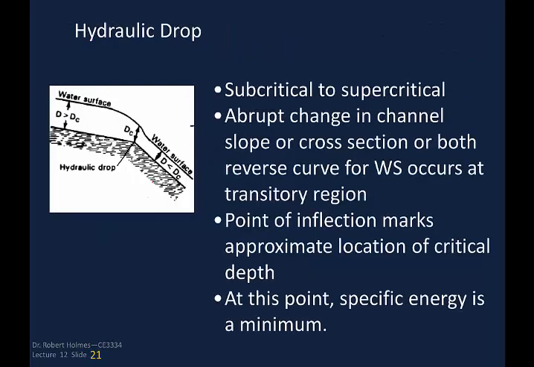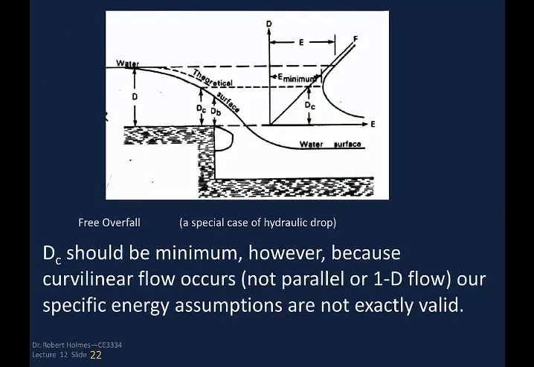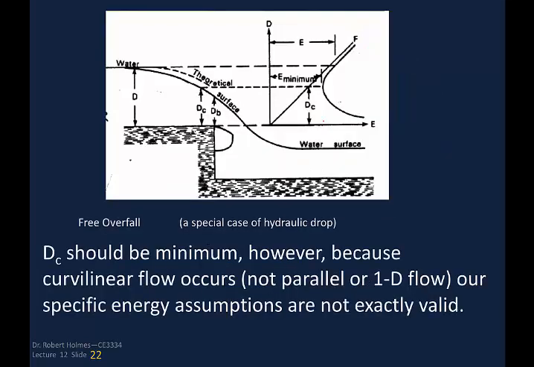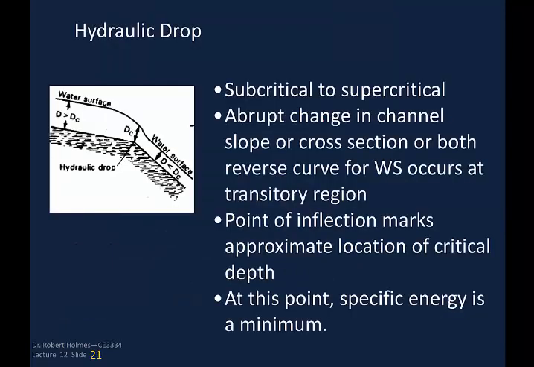Let me get to this point. Here's the slide I'm looking for. At the brink, the critical depth is basically about 1.4 divided. The brink depth is equal to the critical depth divided by 1.4. So it's a little bit lower at the actual brink than it is at the critical flow depth, which is just kind of an ancillary thing. You don't really have to worry about it for computing problems. I'm just giving you a little background there.